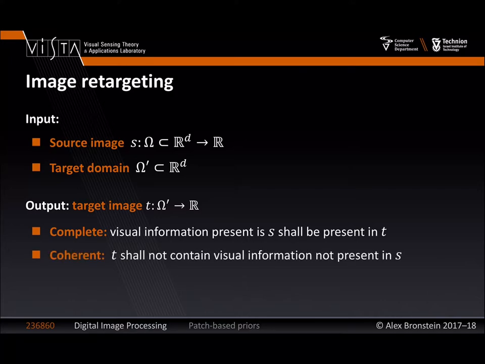And then I would like it to be coherent. The target should not contain visual information that was absent from S. So I should not invent new details, shouldn't invent new information. I can write it in a different way, but it stays the same: the visual information that is present in T must also be present in S. So just pay attention that completeness and coherence look exactly the same by just substituting S and T.